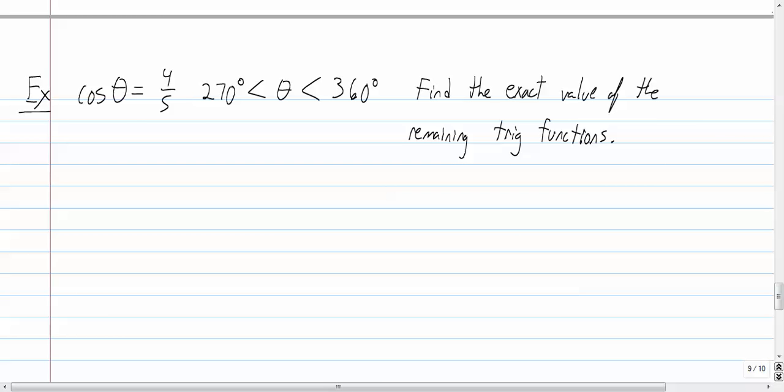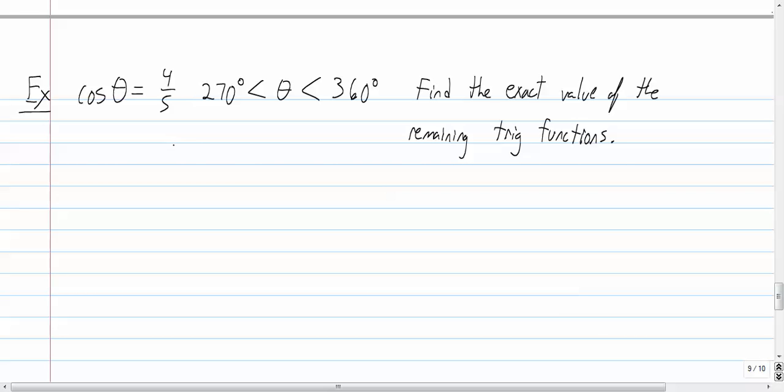Alright, so let's see how we can use identities or x, y, and r to work out this problem. The problem tells us that cosine of theta equals a positive 4/5. It also says theta is between 270 degrees and 360 degrees, so theta is greater than 270 but less than 360. We don't even have to know the angle measure to figure out the values of the other trig functions at the angle measure. Okay?